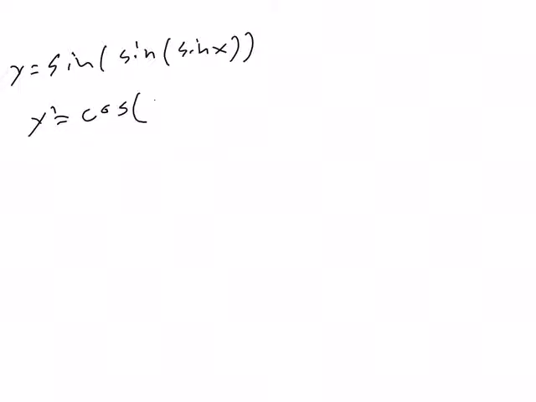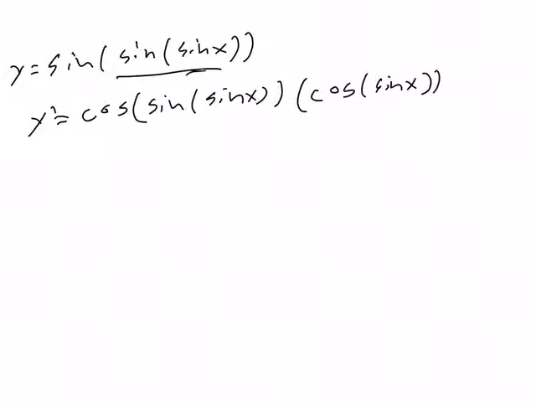Okay, now, problem 40, sine of sine of x, right, y is equal to that, so y prime is equal to cosine of sine of x times the derivative of the thing inside, which is cosine of sine of x, times the derivative of sine of x, which is cosine of x. Very nice. Problem 41.